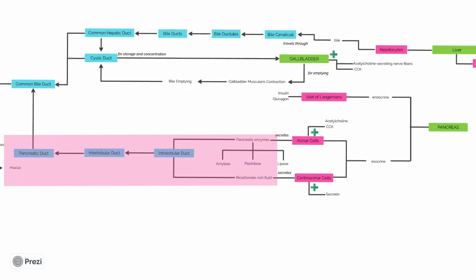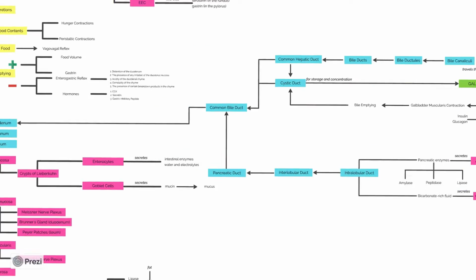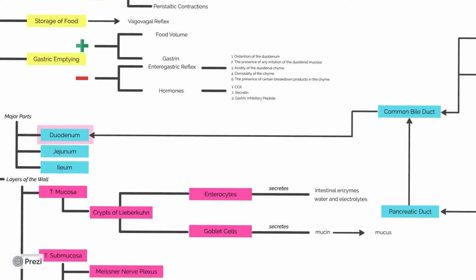The pancreatic enzymes and bicarbonate-rich fluid flow into the intercalated ducts, which merge with the intralobular ducts and larger interlobular ducts into the main pancreatic duct before joining the common bile duct. Secretions from the gallbladder, liver, and pancreas through the common bile duct form a channel called the ampulla of Vater that enters the duodenum directly.